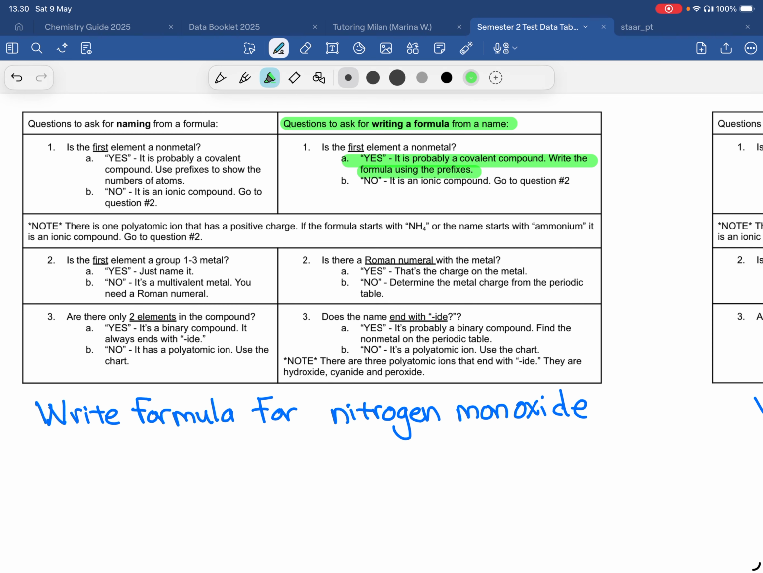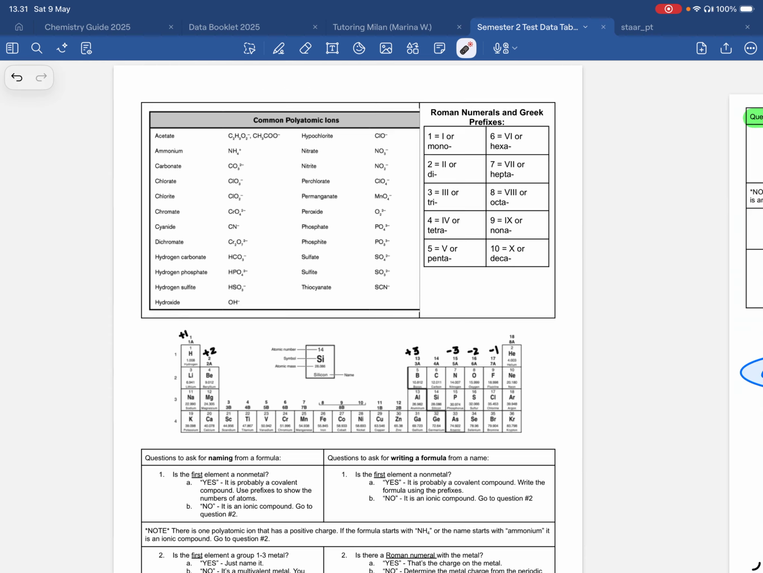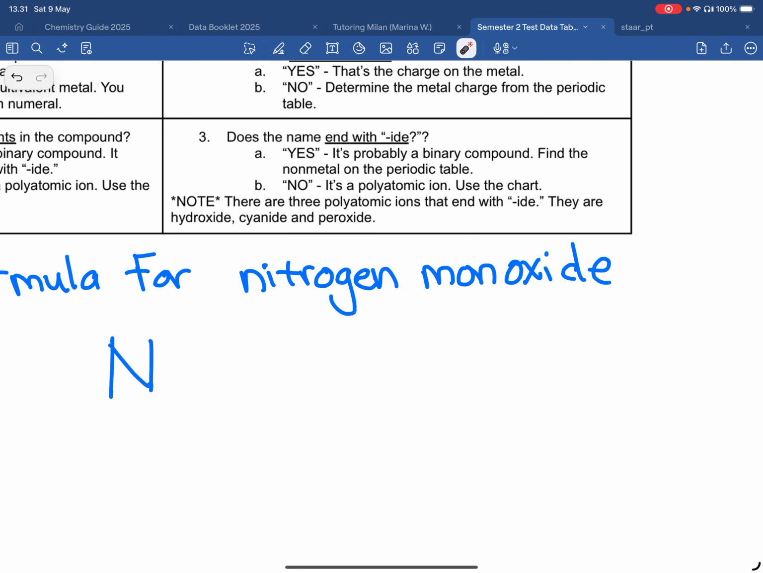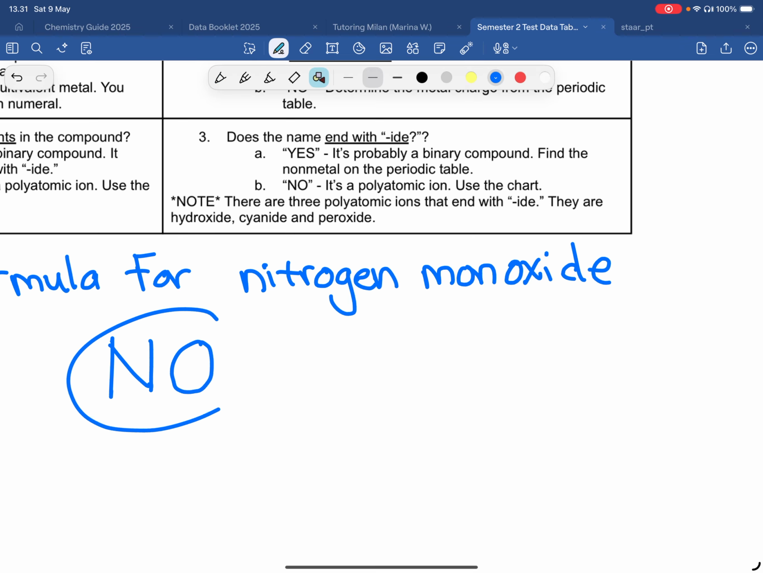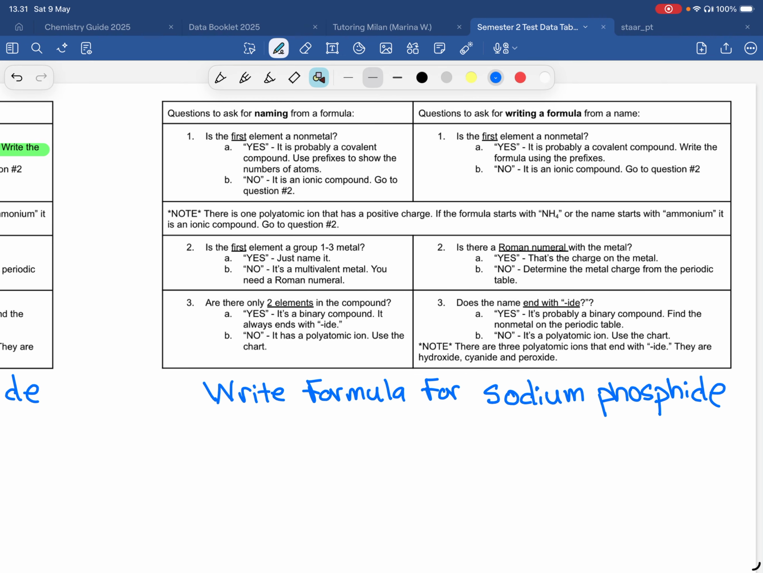Write the formula using the prefixes. What that basically means is nitrogen has no prefixes. There's no di, tri, tetra, penta, whatever. So that just means it is nitrogen. Mono is the prefix for 1. Mono, 1. Therefore, we only have one oxide. There is our formula.